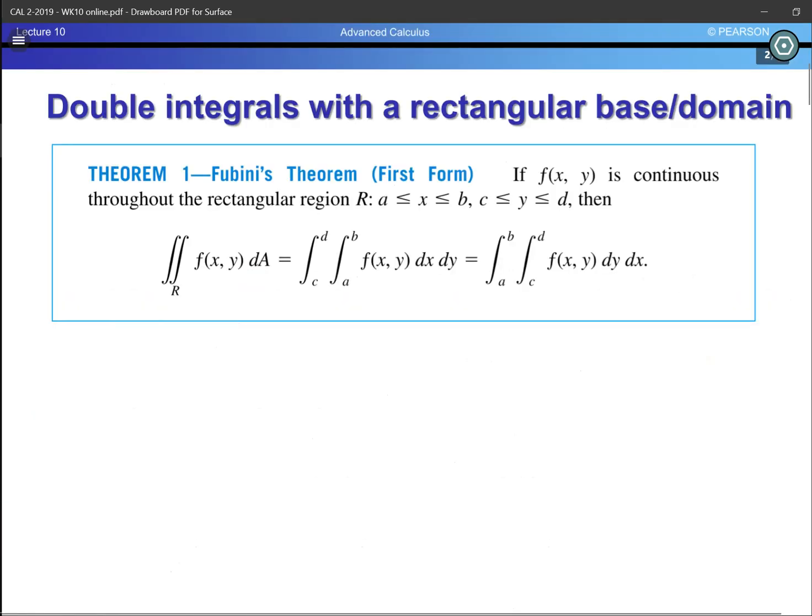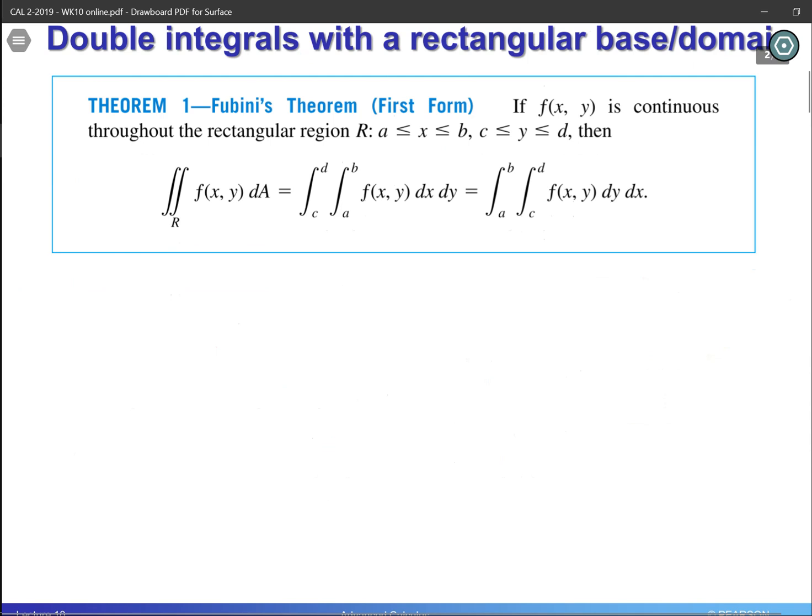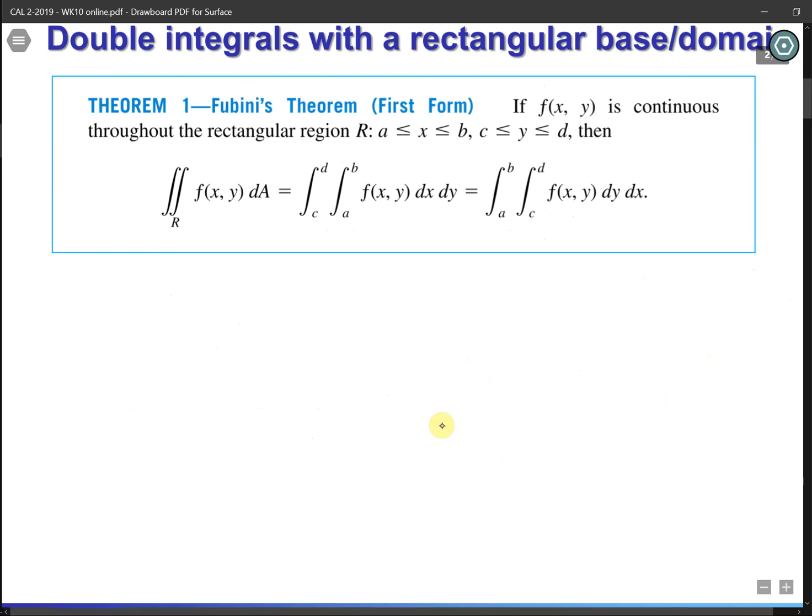Fubini's theorem 1. So let's take a look here. This is all about the double integral, and we can see that the meaning here is that we want to perform double integral on a certain region R. And in this case, this region R is rectangular.